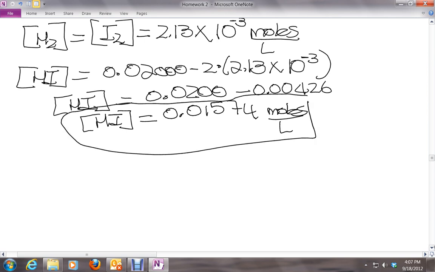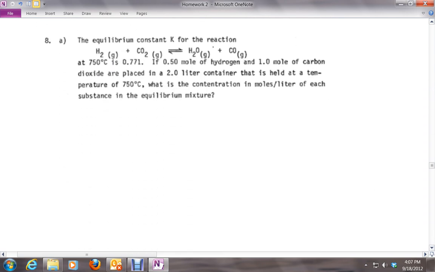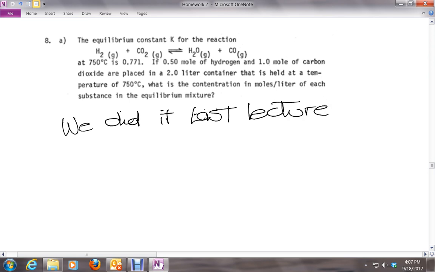Now let's go to the next one. The next one would be the equilibrium K for the reaction of hydrogen plus CO2 gives me water plus CO. Number 8, we did it in the last lecture. Remember that it was after reaching the equilibrium. It was part A and part B. What is the concentration in moles of each substance in equilibrium? The only difference is that they're giving you the constant, right?